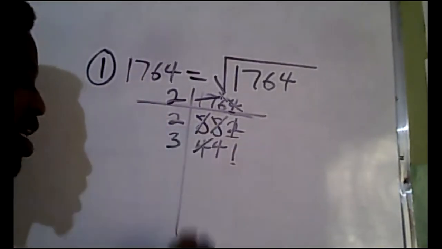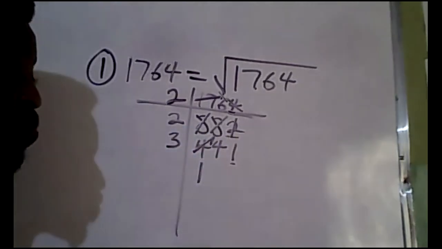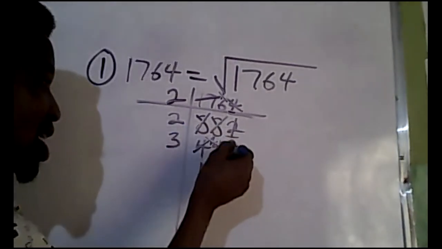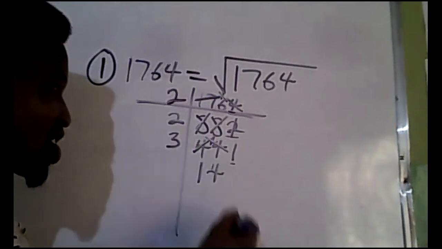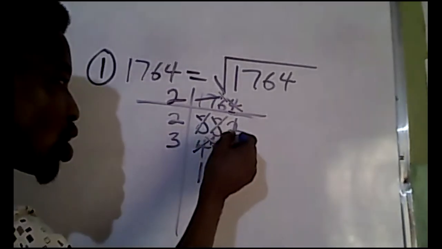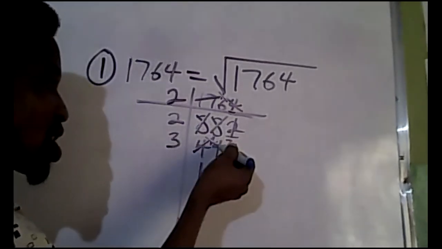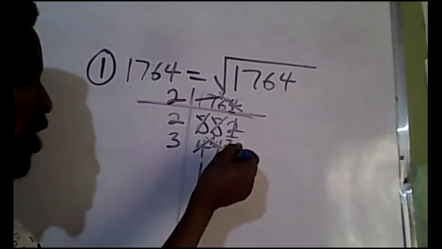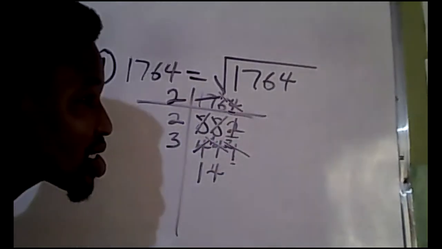3 in 4, that gives 1, remainder 1. So 1 and 4 becomes 14. So 3 in 14 gives what? I'm waiting. 4, yes. Remainder what? 2, because 3 times 4 is 12. So to take 12 away from 14, you have 2 left. So 2 and 1 becomes 21. So 3 in 21 gives you what? I'm waiting.